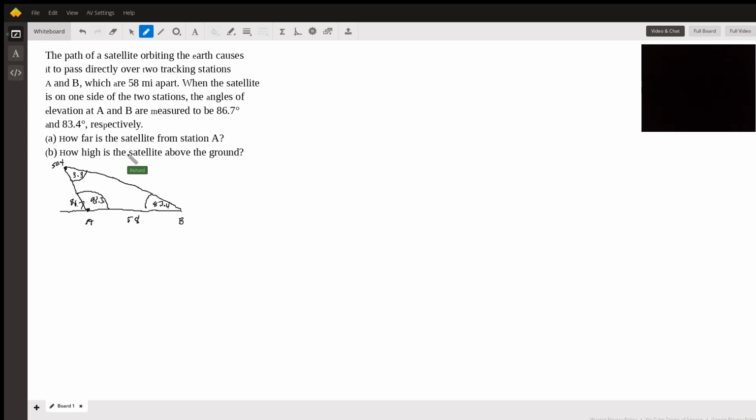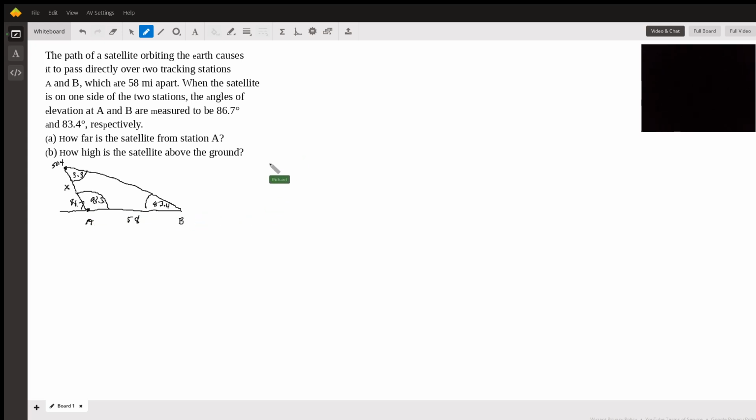Okay. So part A wants us to figure out how far away is the satellite from station A, which would be this distance x. So how are we going to do that? Well, we're given this side here, angle, side, angle. And when you have an angle, side, angle situation, you're going to use the law of sines.